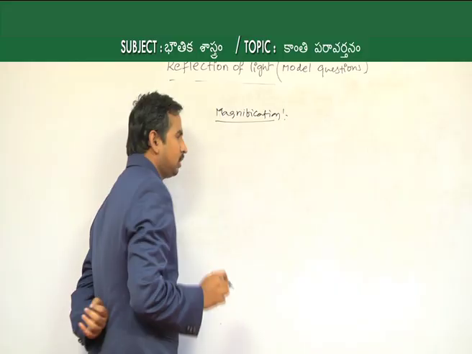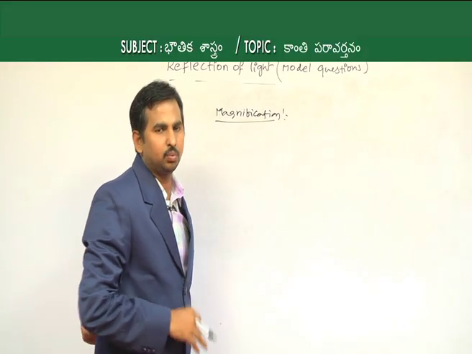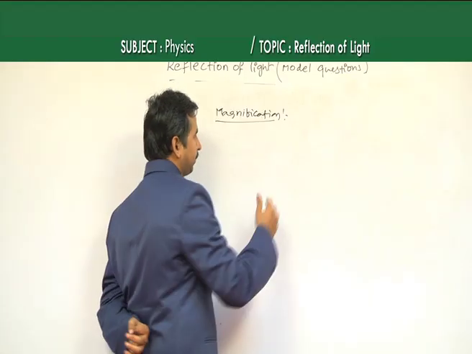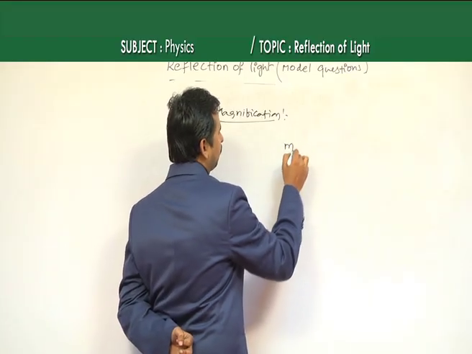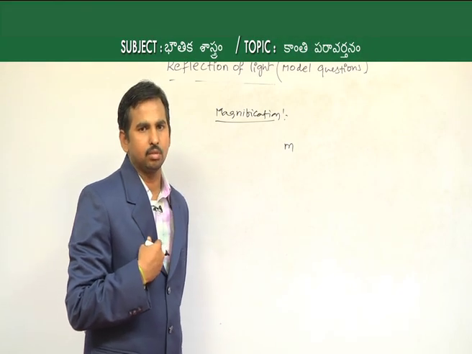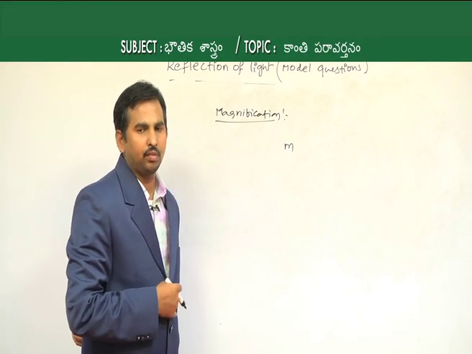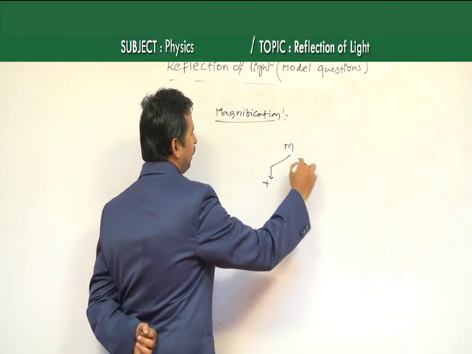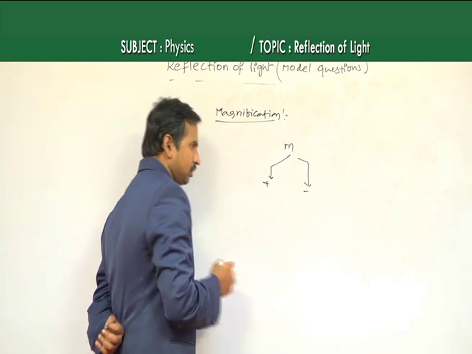Then if any question is about magnification, which means about the size of the image and the size of the object we have to take, that is given by a factor called the magnification factor, which is m. For this m we have two signs: m may be positive, m may be negative.